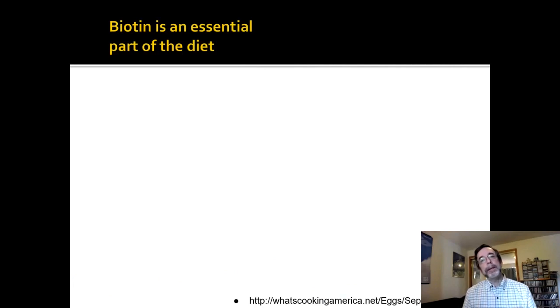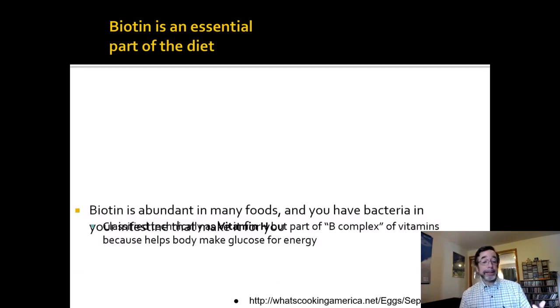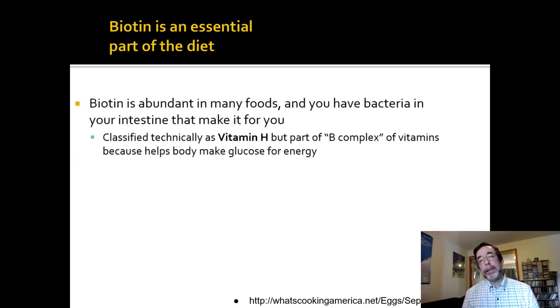So this is why biotin is something that you need to make or you need to eat. And it's abundant in many foods because this function of moving one carbon units around is very useful. So a lot of bacteria make it. I'm not sure if plants make it, but I wouldn't be surprised if they do. It's classified technically as vitamin H, but it's part of the B complex of vitamins. But honestly, it's in so many places. As long as you're eating food, usually you're getting enough biotin.